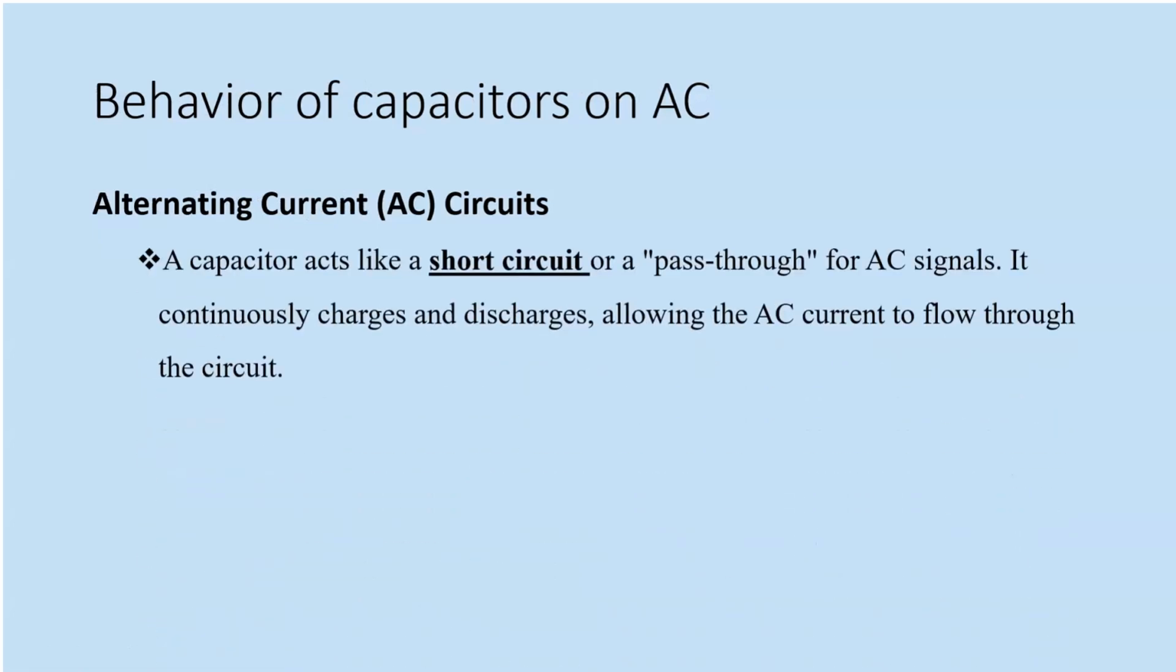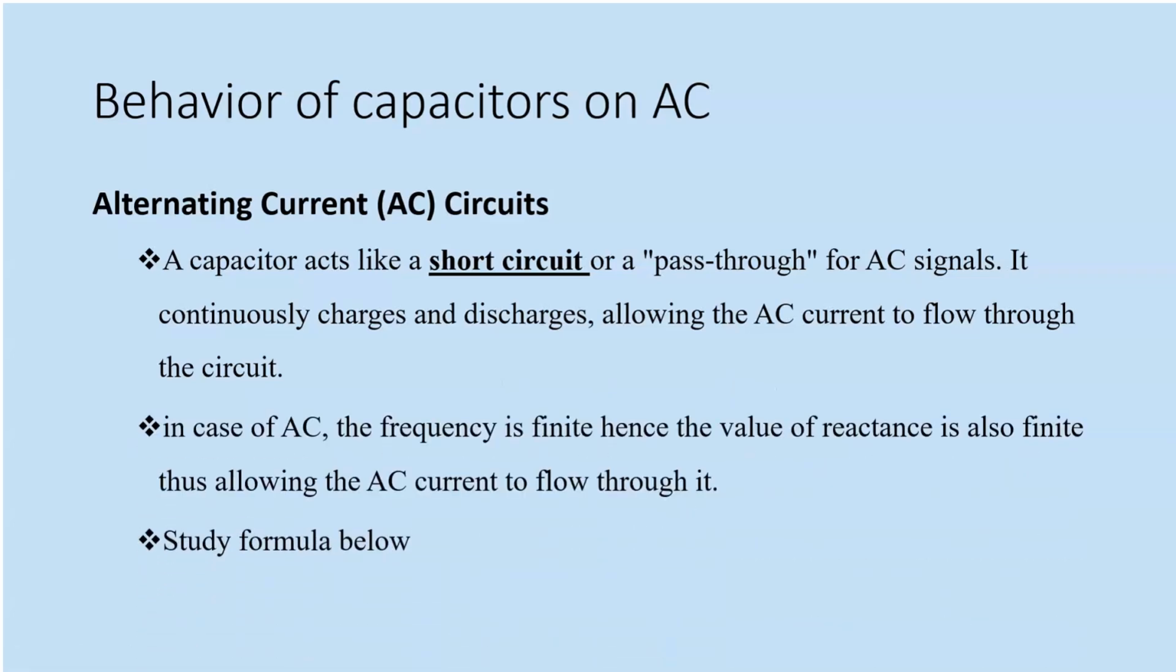Let's look at alternating current. How does it affect capacitors? A capacitor acts like a short circuit or a pass-through for AC signals. It continuously charges and discharges, allowing the AC current to flow through. In the case of AC, the frequency is finite, hence the value of reactance is finite. Thus, the AC current flows through it.